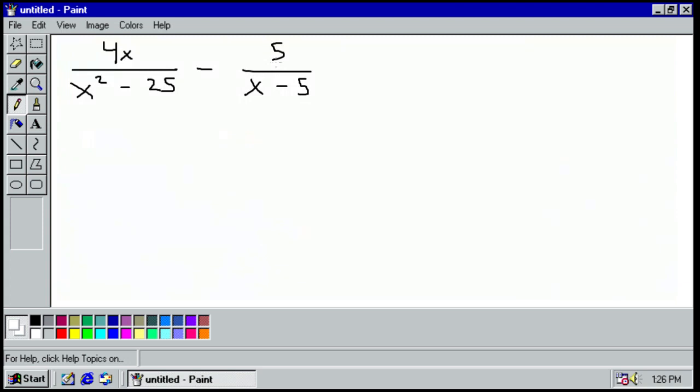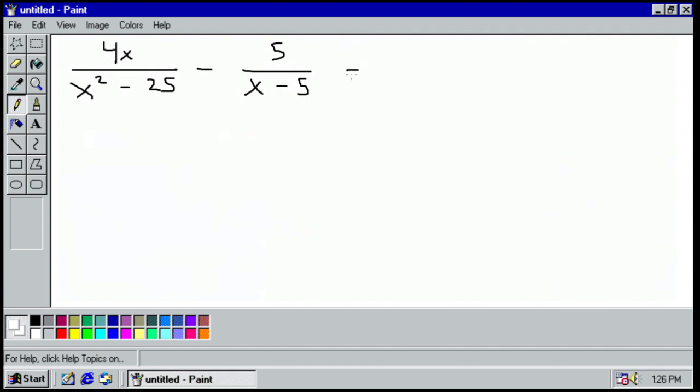In this video, I'm going to teach you how to add fractions with unlike denominators. In the previous video, we had this lesson but with like denominators, but this one will be different. This one will have different denominators. So in this case, we have this.